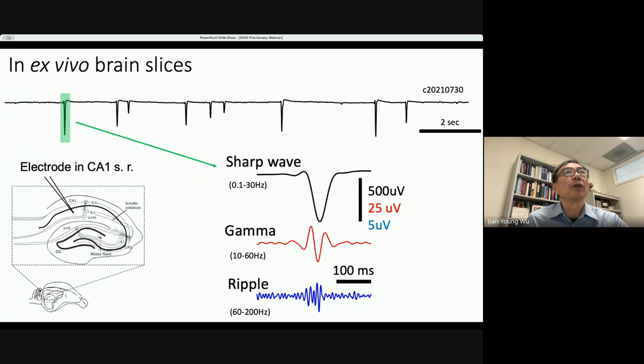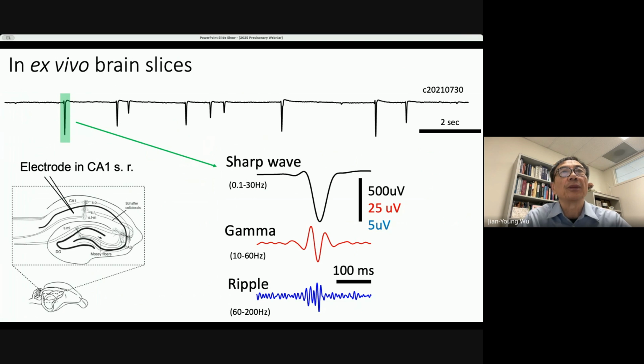So in the ex vivo brain slices, the top trace is a local field potential recording. You can see the sharp wave once a second or so, and sometimes they come in a burst, several of them. The amplitudes are sometimes larger, sometimes smaller, with a distribution similar to a random distribution. We don't know what the amplitude means.